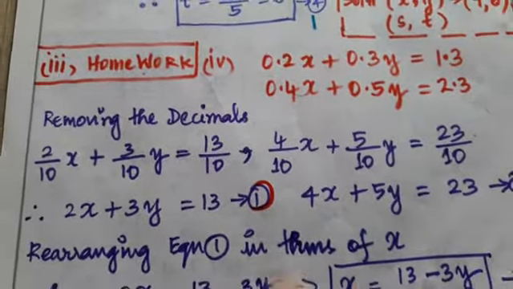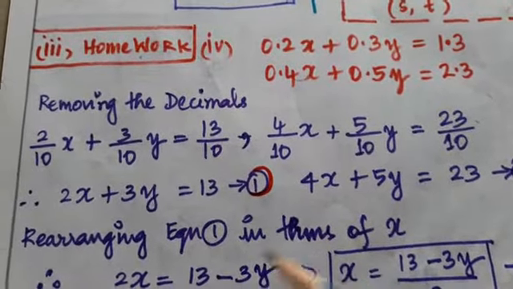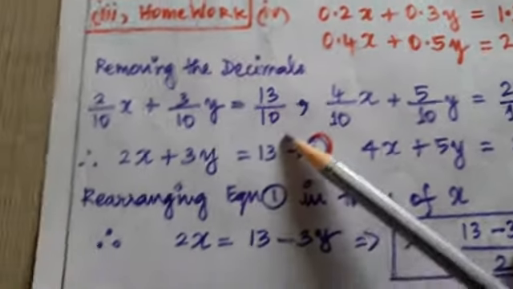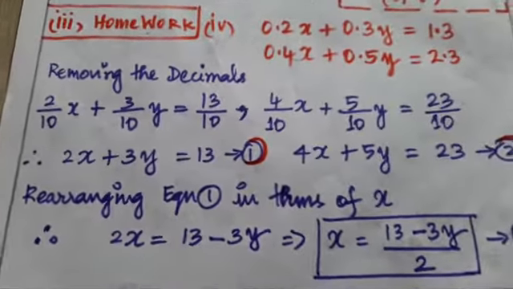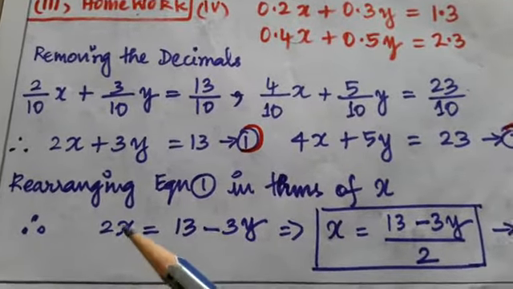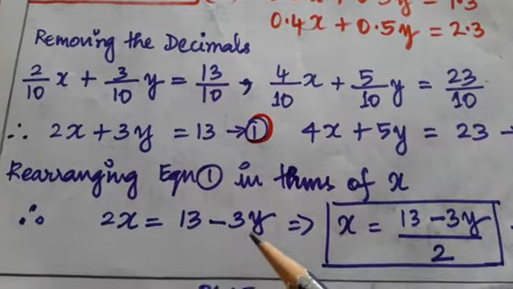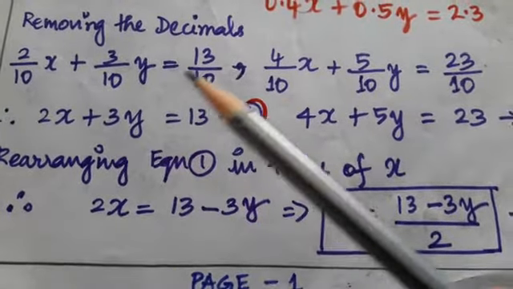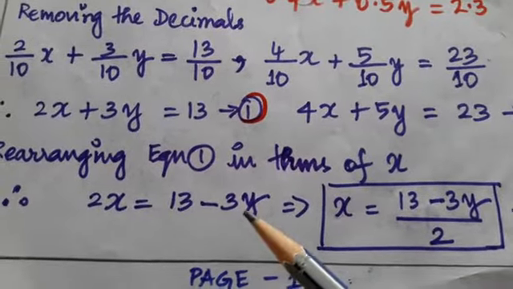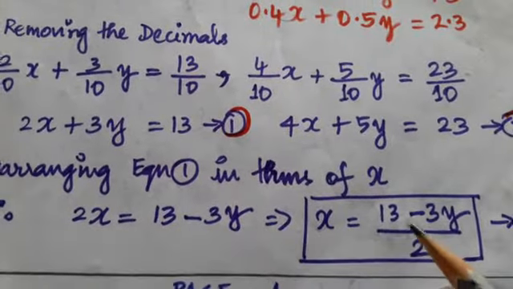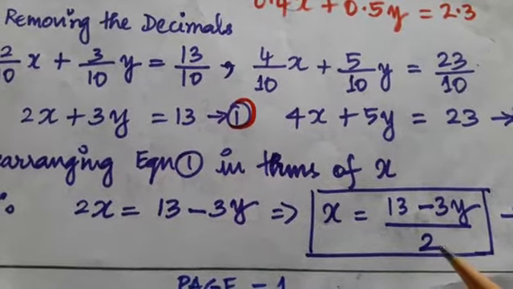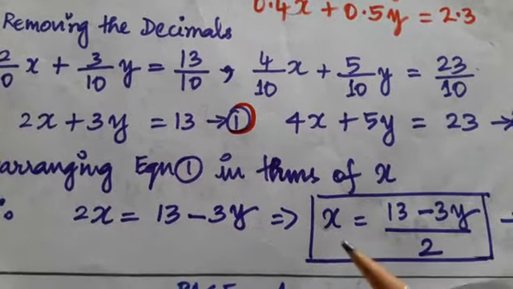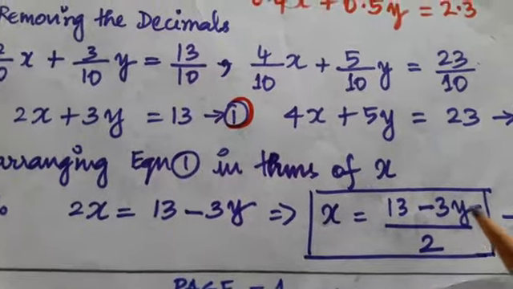Right? Then rearranging any one equation in terms of x. First equation I have taken. 2x equal to 13 minus 3y. So here 3y I am taking to the other side, so it will become minus 3y. Then x equal to (13 minus 3y) upon 2. So we have converted to x form: x equal to (13 minus 3y) upon 2.